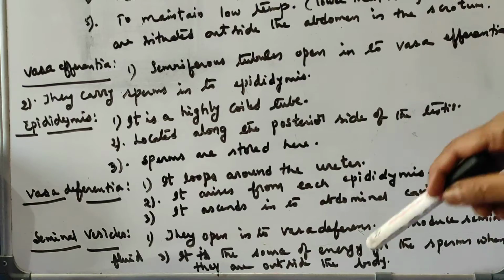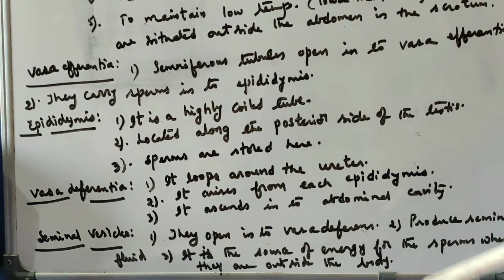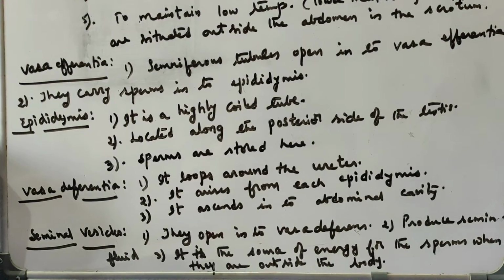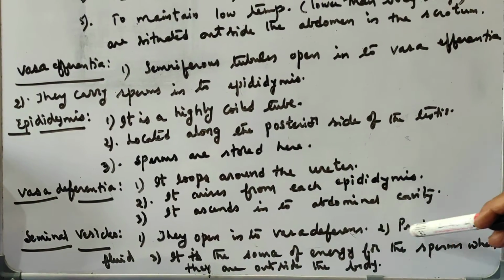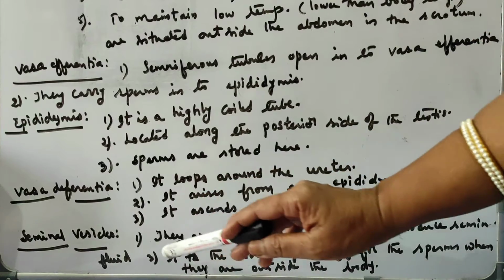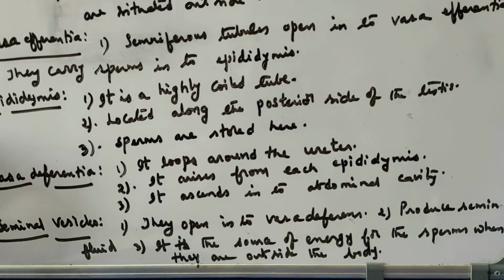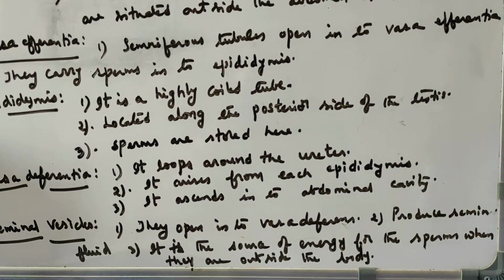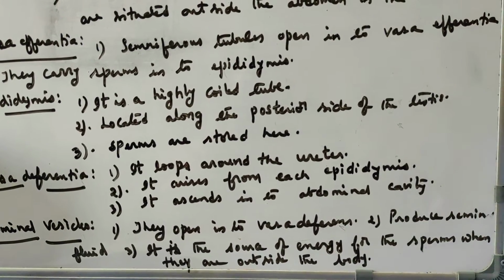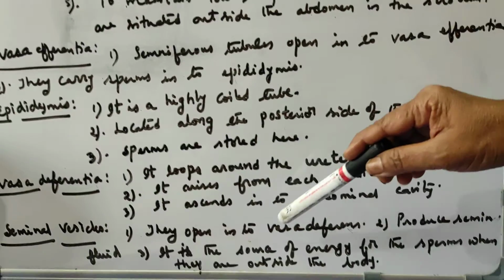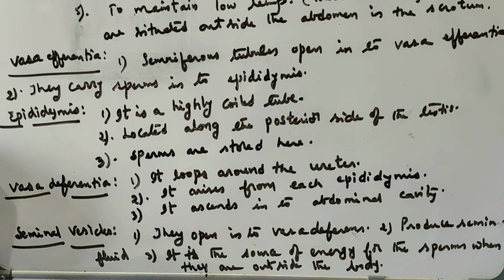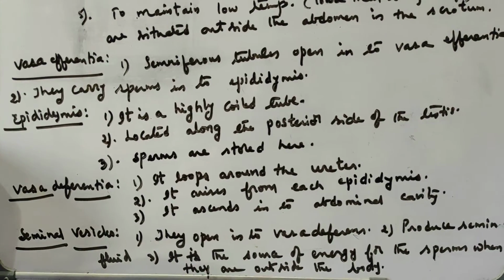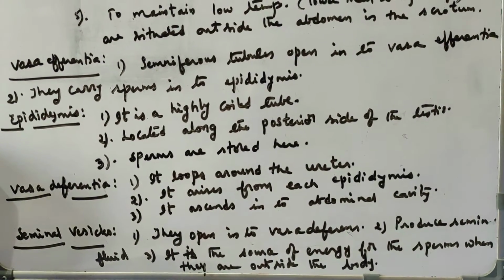Okay, the next one is seminal vesicles. They open to the vasa deferentia, and here at the end of the vasa deferentia you can see the urethra, and they open to the vasa deferentia and produce seminal fluid. It is the source of energy for the sperms when they are outside the body. When they are released, these sperms should be alive. So for that, these seminal vesicles will produce some fluid that is called semen, and that will be used for this. And even for the passage of sperms also, that will be used. Okay, then the other parts, let us see now.